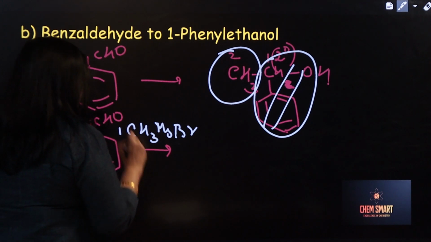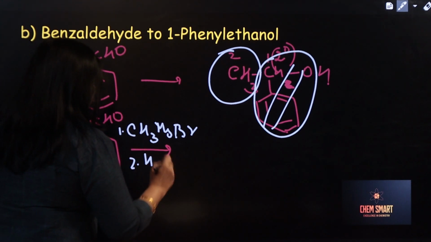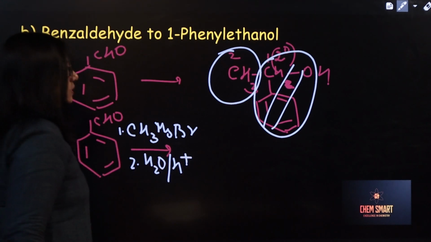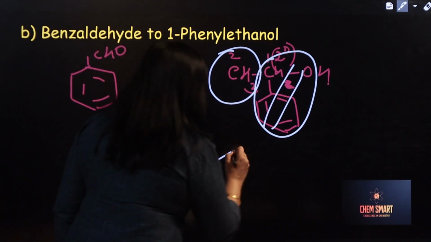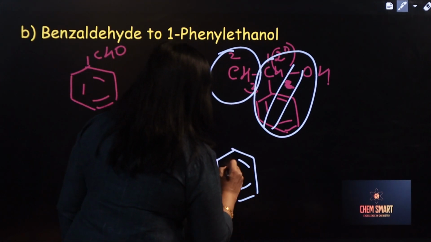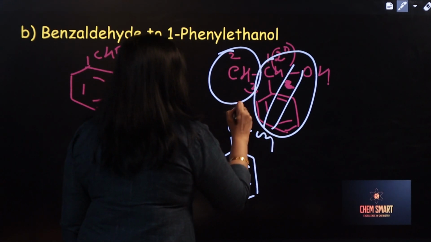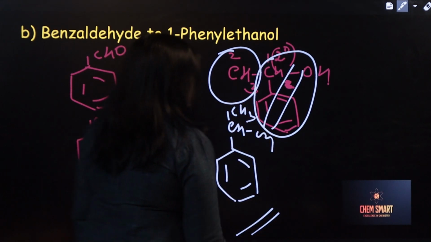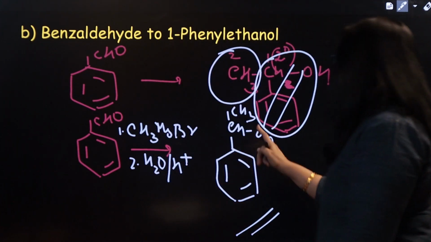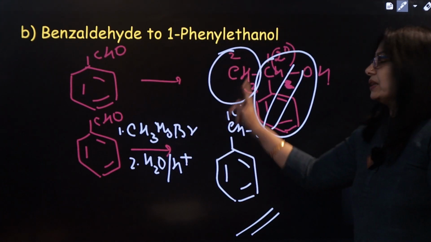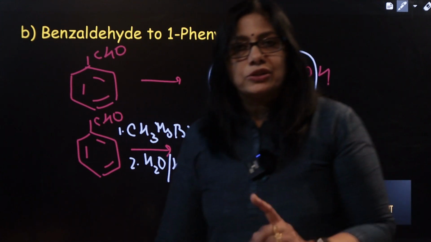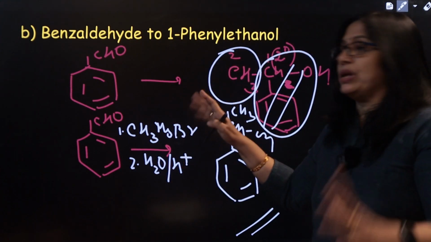When you use CH3MgBr, you will get an adduct. And that adduct, you can make it undergo hydrolysis. Then you will get this product. Then it will be CHOH, CH3. This is the conversion. This is 1-phenyl ethanol. Clear? So, this is how you have to think.